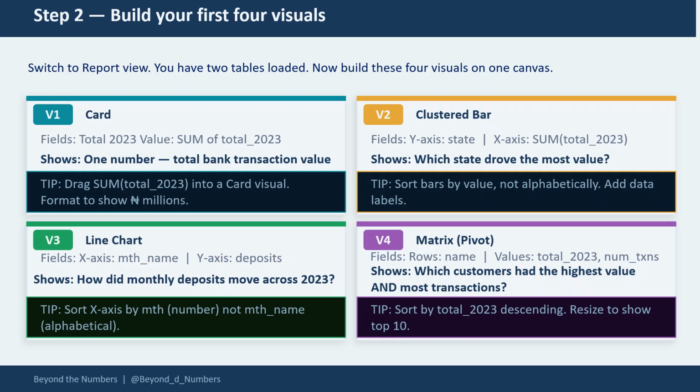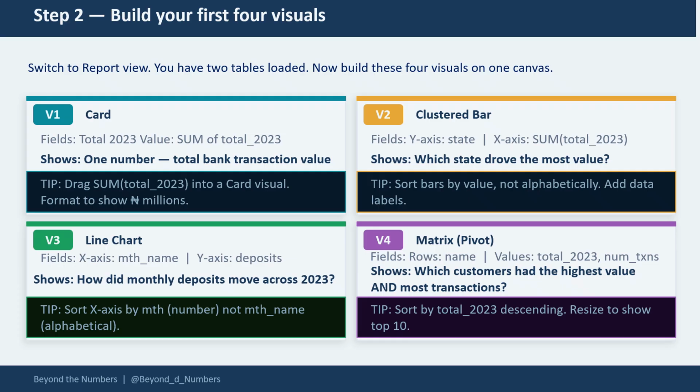Visual 1, we want a card, the simplest visual in Power BI. If you click card in the visualization panel, drag sum of total_23 into the fields well. Format it to show Naira options. Add a title, rather, total 2023 transaction value. One number, instantly readable. This is what a KPI card does.